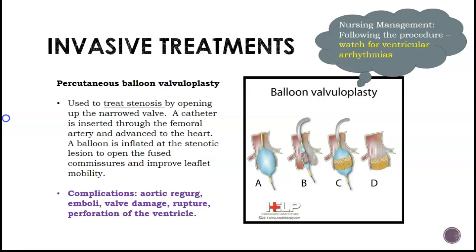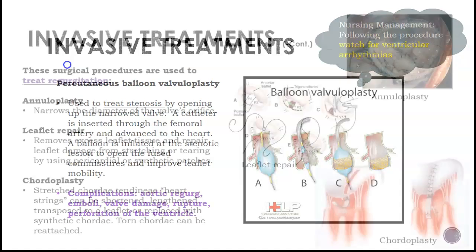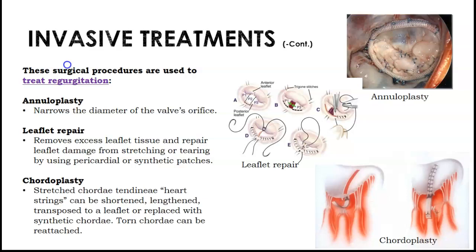Another treatment, they may do a percutaneous balloon valvuloplasty. This is going to help open up the valve. It's used to treat stenosis. Complications include aortic regurgitation, emboli, valve damage, rupture, and perforation of the ventricle. The big thing you want to watch for following the procedure is ventricular arrhythmias. Anytime you agitate the heart, you may see some arrhythmias. Other treatments to help regurgitation are annuloplasty, leaflet repair, or cardioplasty.